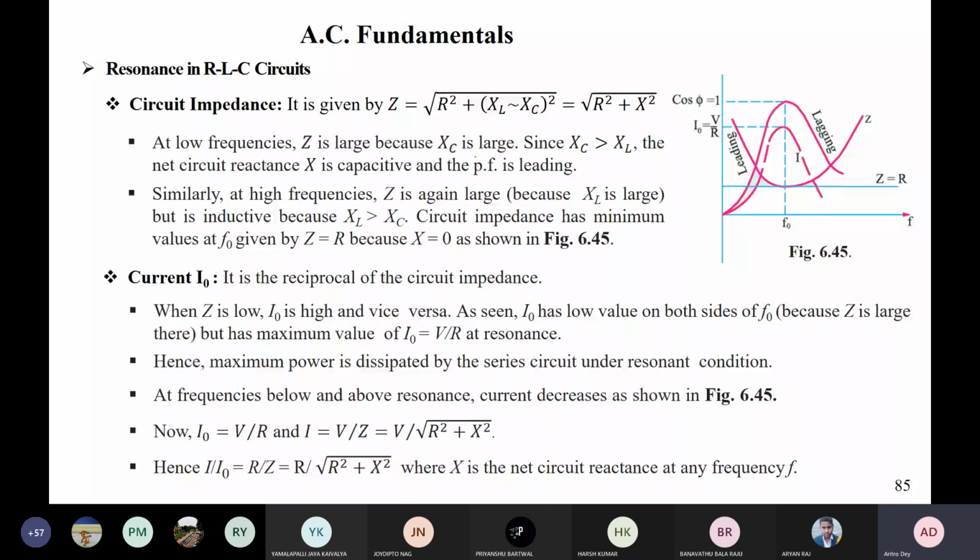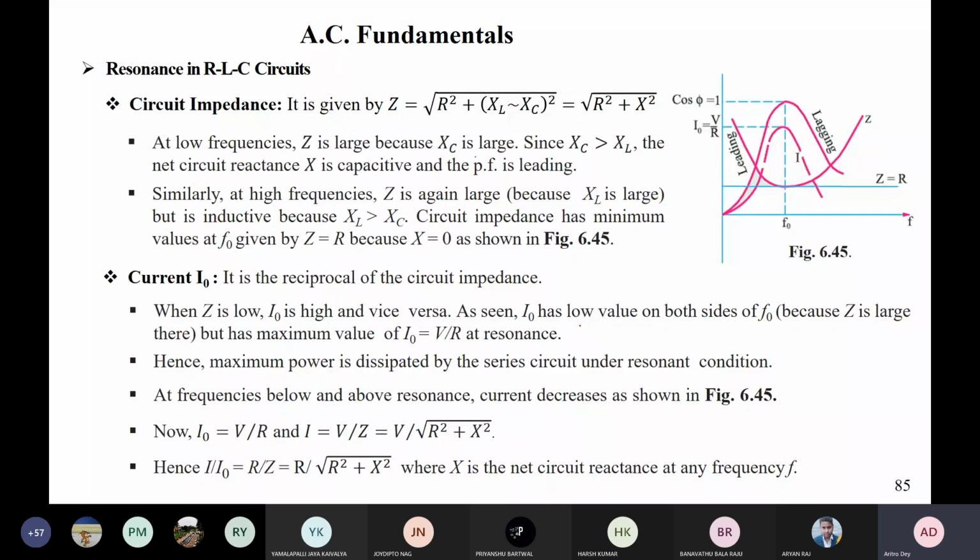I have written inductive and capacitive. Here they are writing leading, and on the other side it is lagging, because XL will be greater than Xc at higher frequency. Current I0 is the reciprocal of the circuit impedance. So when Z is low, I0 is high, and vice versa.